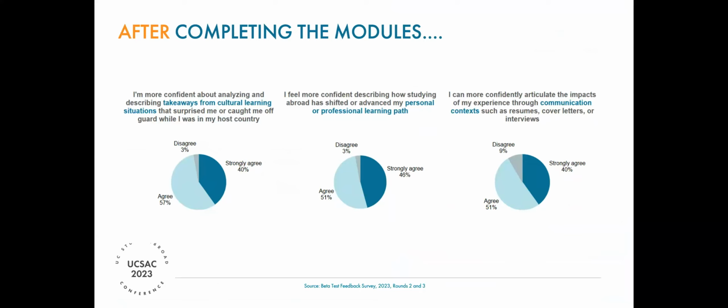Yena. Thanks, Carrie. I love that slide. So one of the things that we learned from the survey feedback was that after completing the modules, over 90% of our beta testers felt more confident in the 3 learning outcome areas that SG3, that committee defined. So that was in analyzing and describing cultural learning situations. It is in describing the impact of studying abroad on their personal professional learning path. And it's also in articulating those impacts in different communication contexts like resumes, cover letters, or interviews.